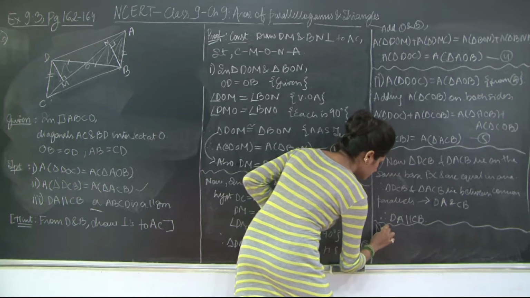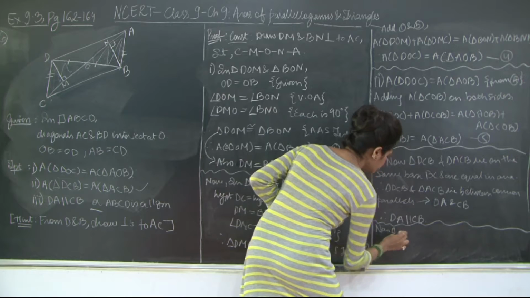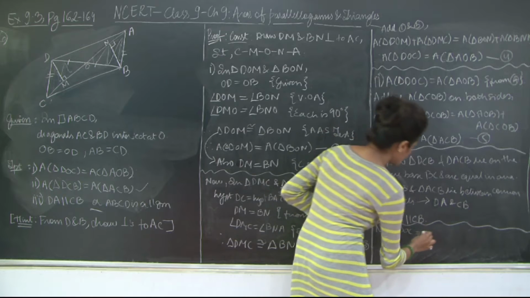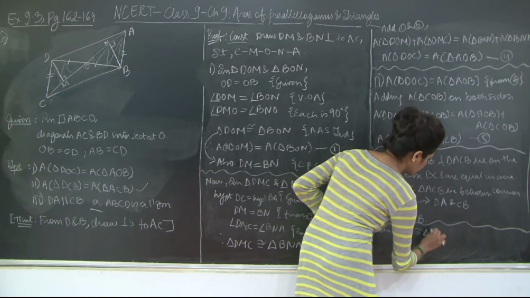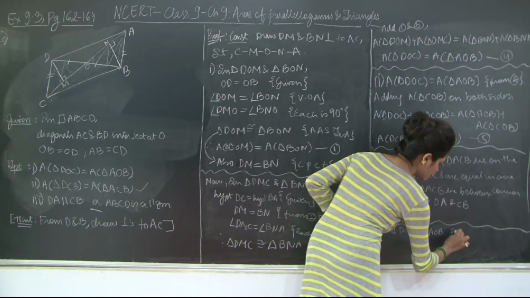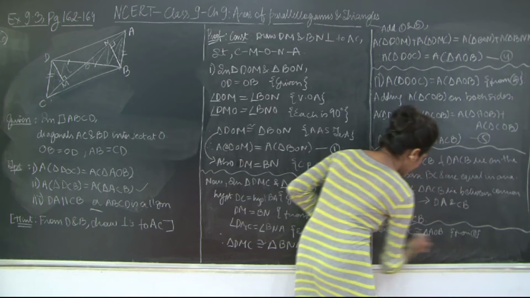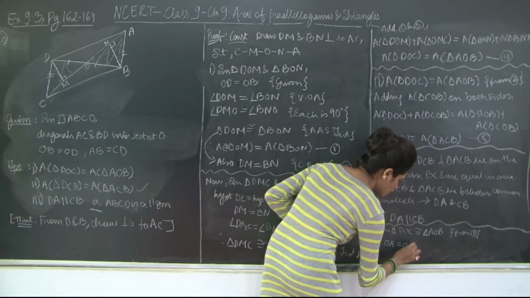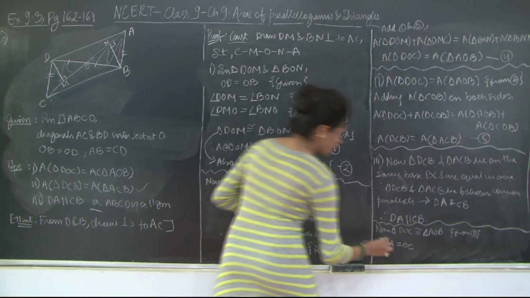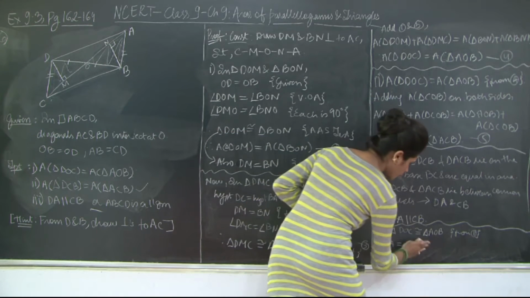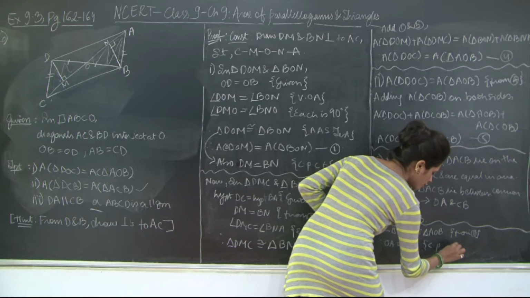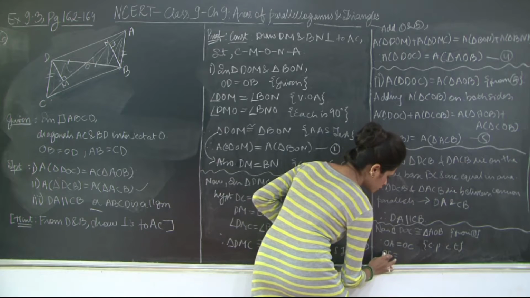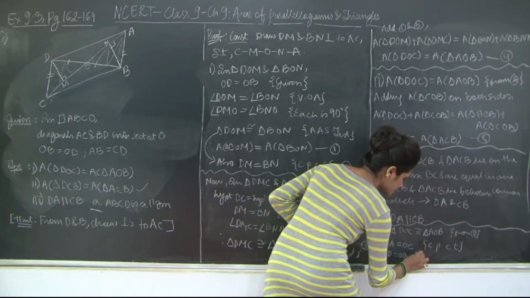Now, triangle DOC is congruent to triangle AOB. I'll say from 1, right? Therefore, I have OA is equal to OC, right? And why? I will say corresponding parts of congruent triangles. And also I have been given that OD is equal to OB. This is given.